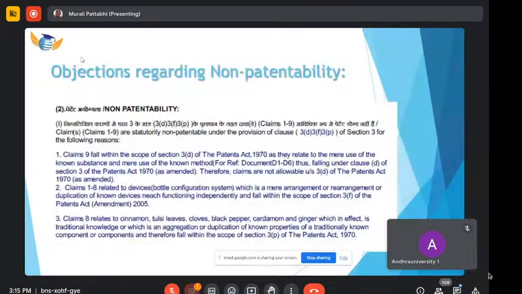And objections for non-patentability, as I said earlier, are 3D, 3F and 3P. He would be quoting like this: Claims 9 fall within the scope of section 3D of the Patents Act 1970 as they relate to the mere use of a known substance and mere use of a known method, thus falling under section 3 of the Patents Act. Therefore, claims are not allowable under section 3D of the Patents Act.